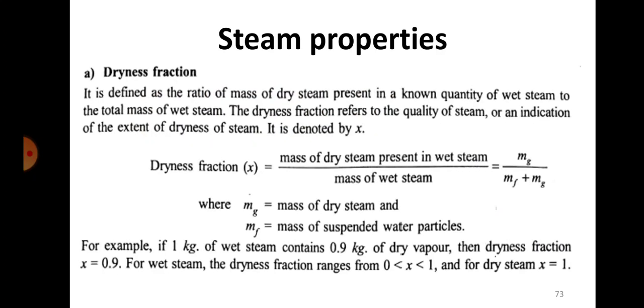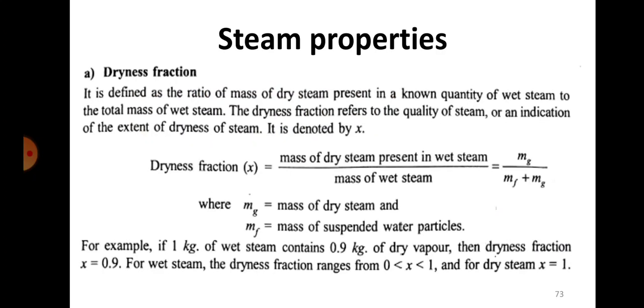It is defined as the ratio of mass of the dry steam present in a known quantity of wet steam to the total mass of the wet steam. Okay, so dryness fraction is a ratio of the mass of the dry steam in a known quantity of wet steam to the total mass of the wet steam. So dryness fraction refers to the quality of the steam, or it's an indication of the extent of its dryness, and it is denoted by X.